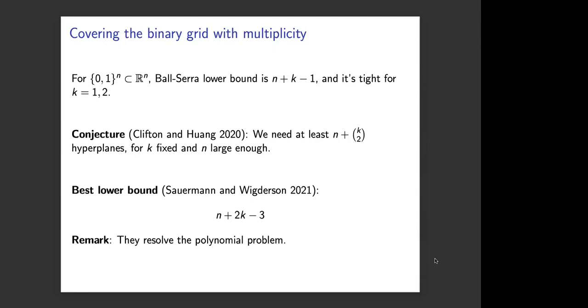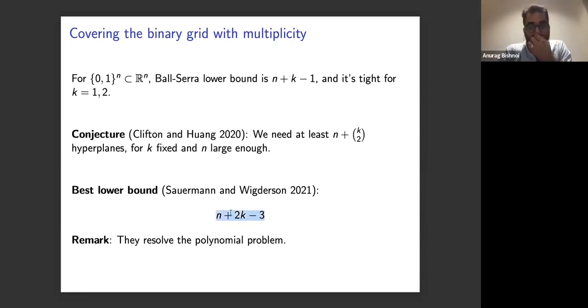Yes, the polynomial bound is tight. The polynomial bound of this degree is the correct bound for the degree of the polynomial. So you can't use the polynomial method to actually improve this. That's what they show. Is that clear? Okay. So yeah, the polynomial version is tight.